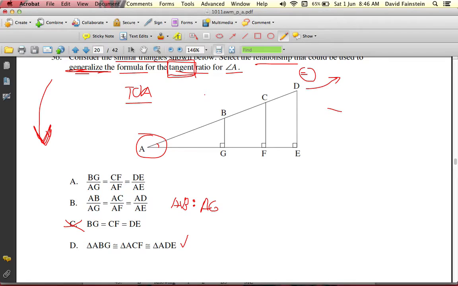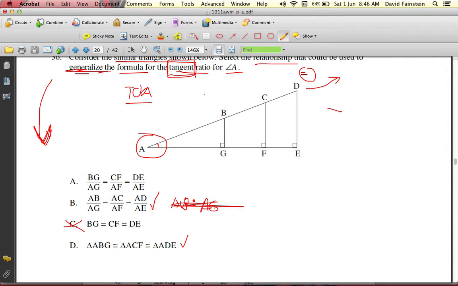AB and AG. AB over AG, that ratio is the same as AC over AF, which is the same as AD over AE. Well, that seems correct. Cross that out so as not to get confused.